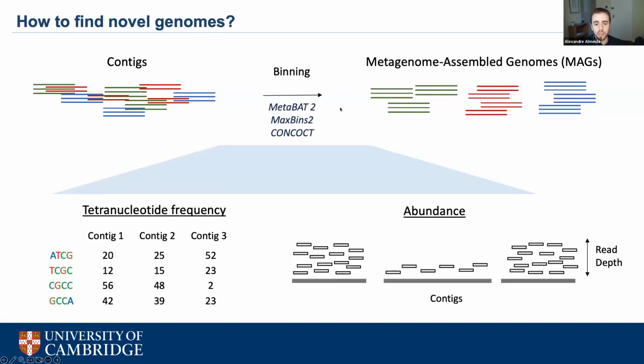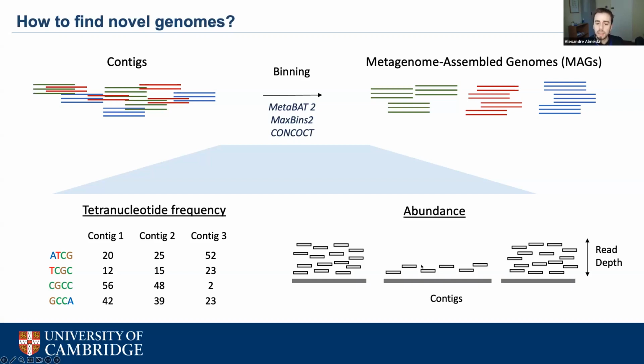The way that these binners work is they essentially look at different features in your sequences. The two main ones that are used are the tetranucleotide frequency and the abundance. Tetranucleotide frequency basically represents all the possible combinations of nucleotides in your sample. So they quantify the frequency of them across different contexts, and they use those numbers and those patterns to see which contexts are more related to each other. So essentially, the goal of using tetranucleotide frequencies is to look at contexts that have similar sequence compositions.